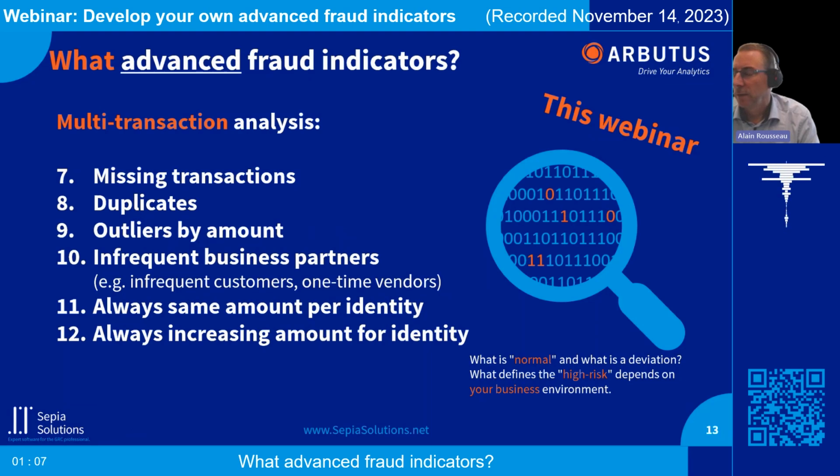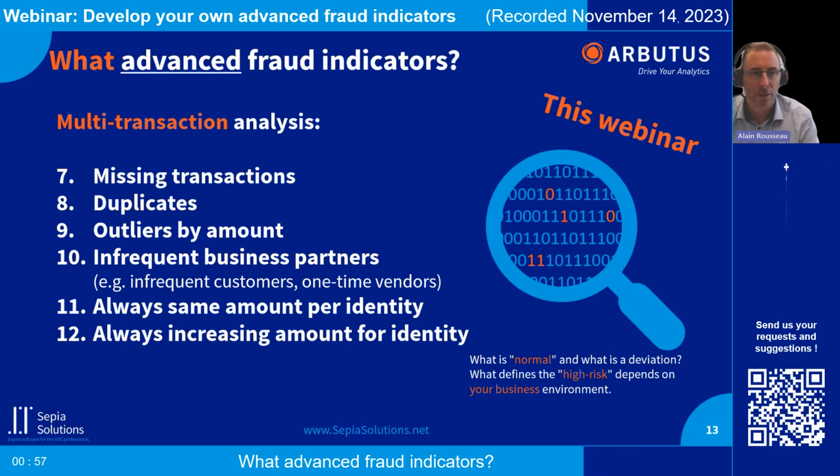So for this webinar, we will be looking at fraud indicators, or risk indicators if you want, that look at multiple transactions for each. The first one is actually by request. Last week, somebody asked, could we look also at missing transactions? It wasn't on my list, but it's actually so easy to do, so I'll include it anyway. Also, we look at duplicates. For this exercise today, we'll look at exact duplicates, although we can also do fuzzy duplicates.